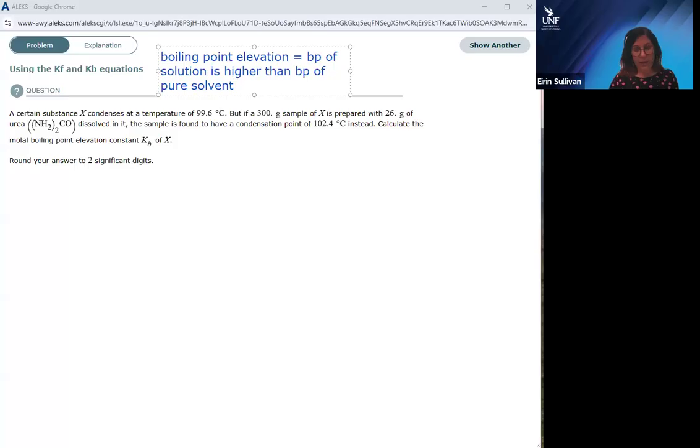So I'm going to call that T0, the pure solvent. Let's go with that. The boiling point of the solution, we're just going to call that T BP, like so.